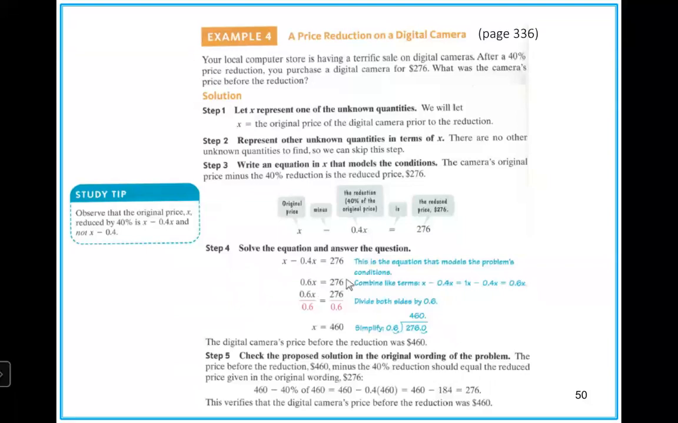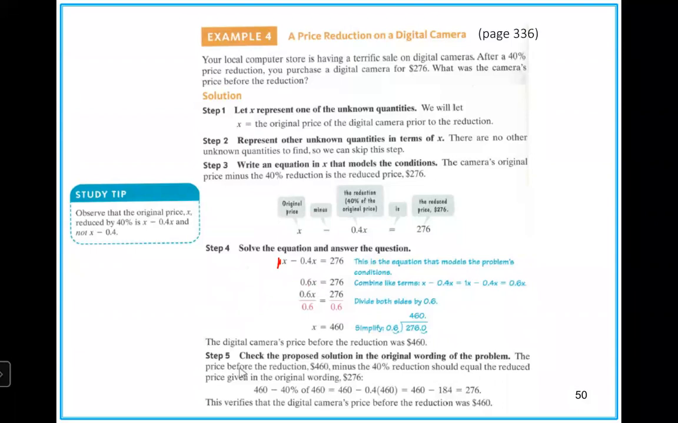0.6x is 276. Remember now, this is just like 1x. So if you take away 0.4 from 1, you get 0.6. And so you divide both sides by 0.6. So X would be equal to 460. So this is saying that the camera was $460 before the reduction.